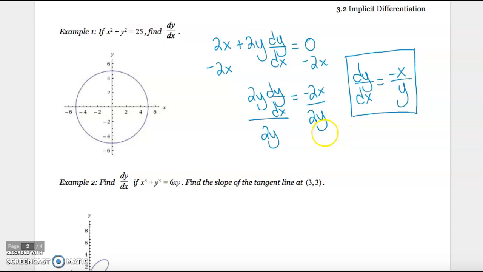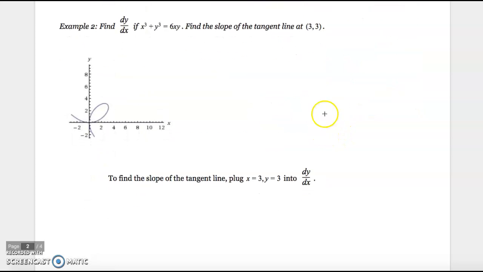Okay. All right, let's try another example. In this one, we've got this nice little loop-de-loop here. The equation that makes this graph is x cubed plus y cubed equals 6xy. So I'm going to do the same thing, find dy dx first, and then I'll have to find the slope of the tangent line at a particular point. So let me go ahead and just find dy dx first.